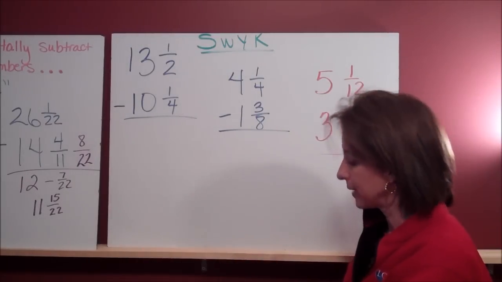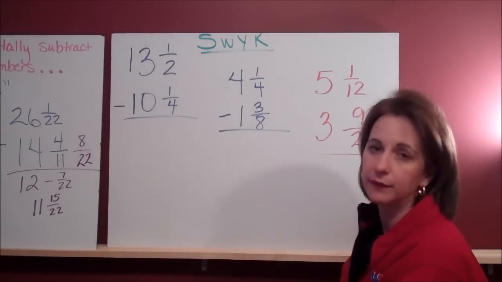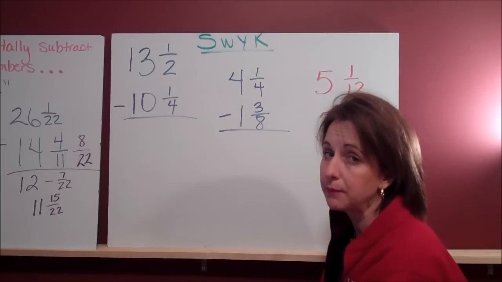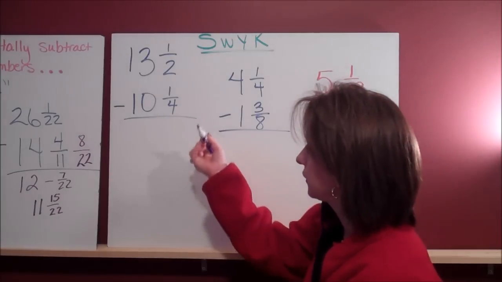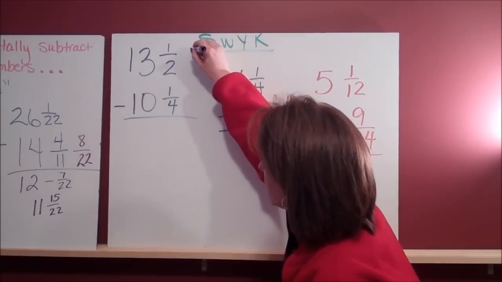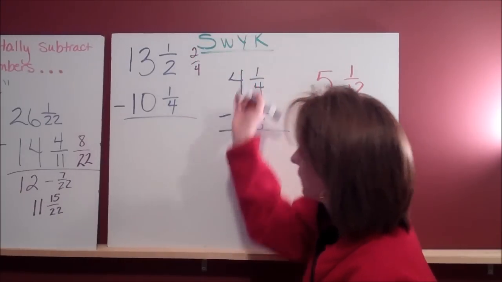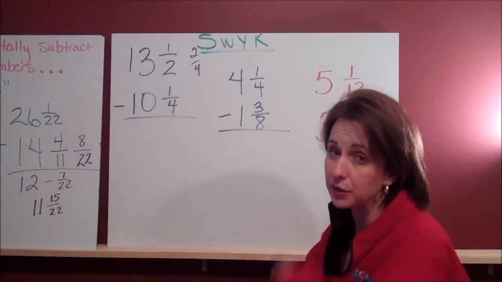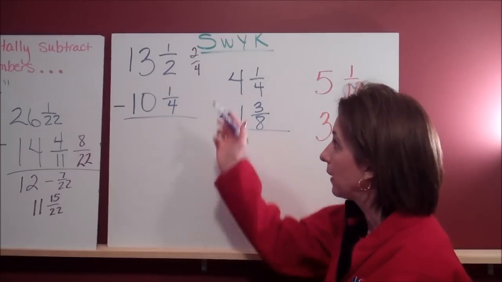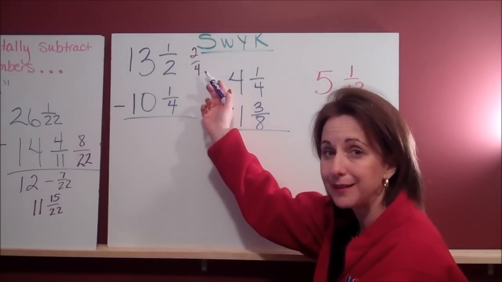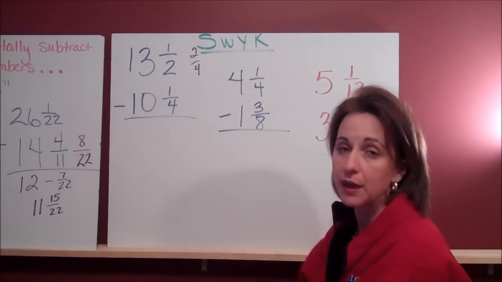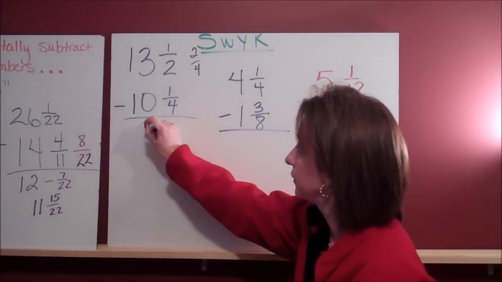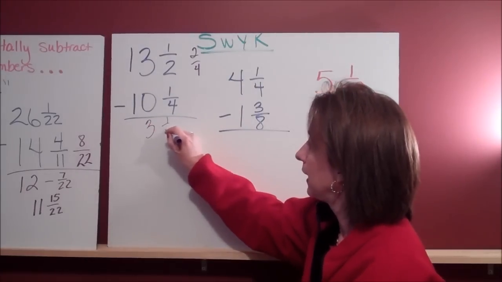13 and 1/2 minus 10 and 1/4. Hopefully you renamed your denominators before you started, so 1/2 should become 2/4. And hopefully you didn't have to use any of the strategies I just taught you because you realized that you had 2/4 and you could indeed pay your debt of 1/4. There was no need to regroup. So this should have been 3 and 1/4.